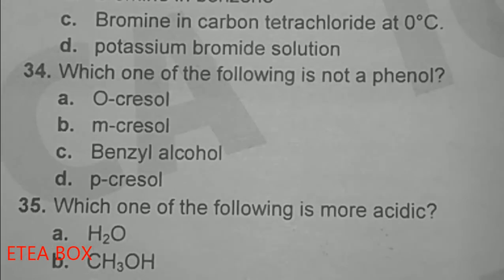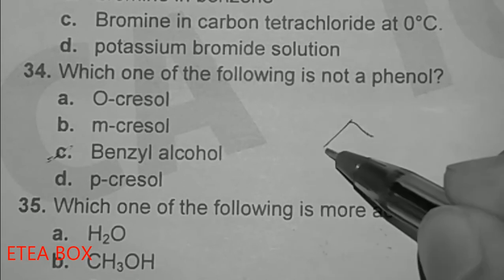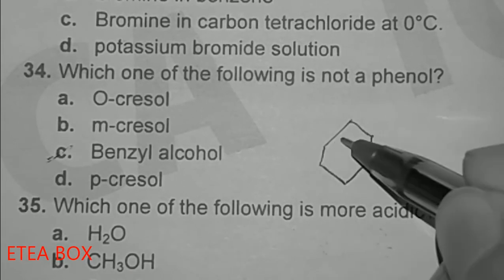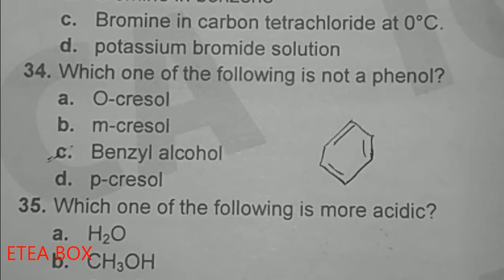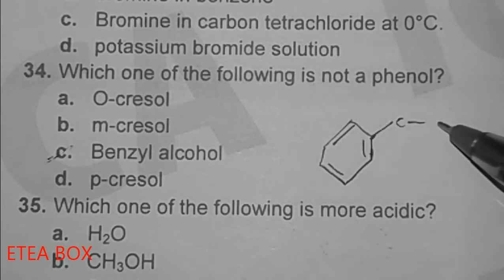Which one of the following is not a phenol? Benzyl alcohol is not a phenol. We know that when a hydroxyl group is directly attached to the ring, it will be a phenol, but in this case the hydroxyl group is attached to a carbon atom. So it means that this one is not a phenol.